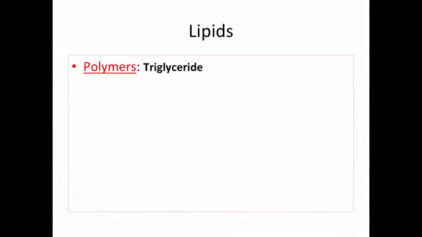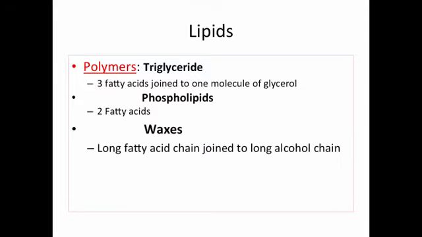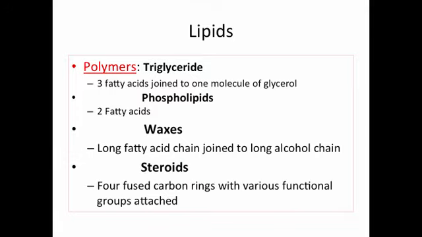If we talk about our polymers of lipids, we have four. The first one is triglyceride, which is basically three fatty acids joined to one molecule of glyceride, and hence the name tri, because there are three of them. Then there are phospholipids, which are simply two fatty acids. There are waxes, which are long chains of fatty acids that have a little bit of an alcohol section in them. And then the last one is steroids. They're going to be unique because of their structure: their carbon rings are fused together. So we're going to look at each one of these on a separate slide.